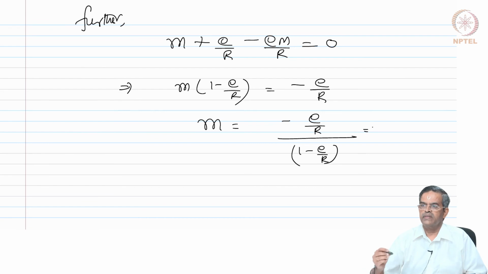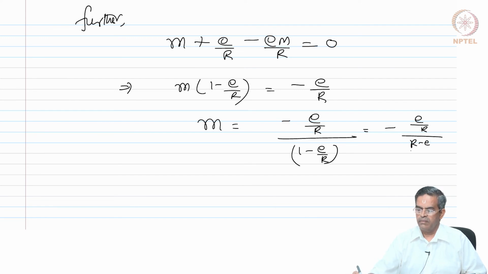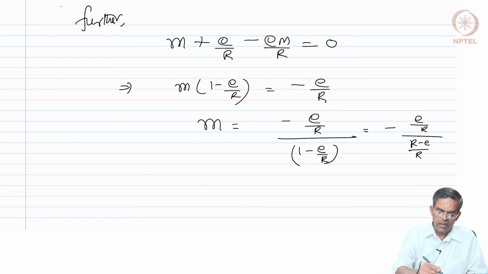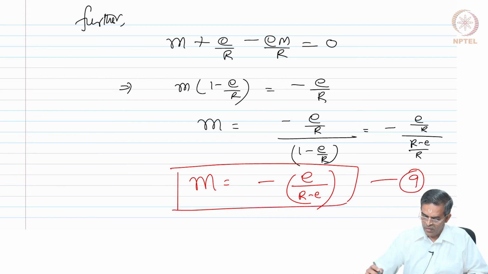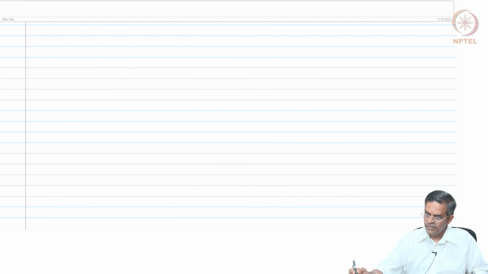Okay, which can be said as minus of E by r by 1 minus E by r. So, therefore, I will get m as minus of E by r minus E, equation 9. This is another form to find m or to find E. Okay? This is another form of equation. Having said this, let us move forward.